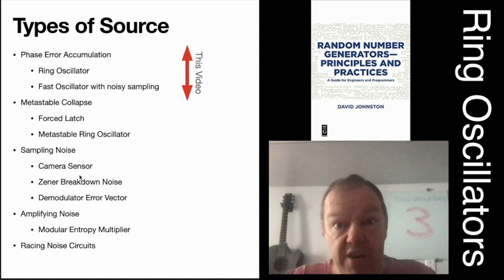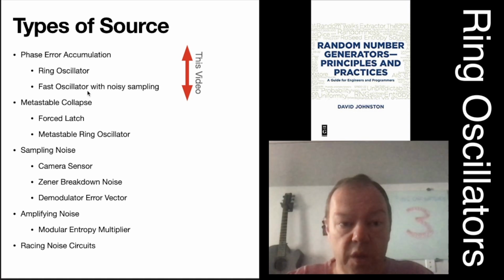So there are various types of sources. The first one we're going to look at in this video is the phase error accumulation sources. The classic examples there are ring oscillators and fast oscillators with noisy sampling, and we'll look at both of those. Later on in later videos, we'll look at metastable collapse sources, sampling noises, amplifying noise, and racing noisy circuits.